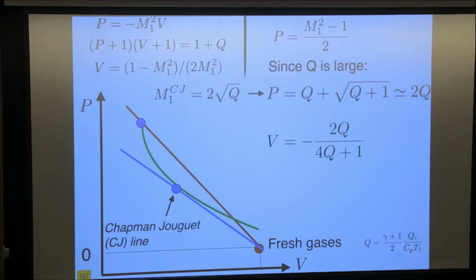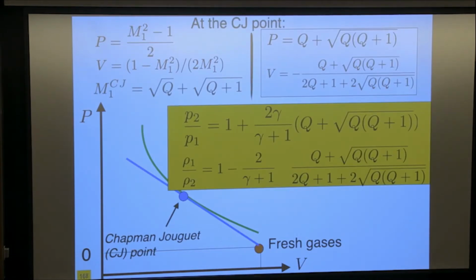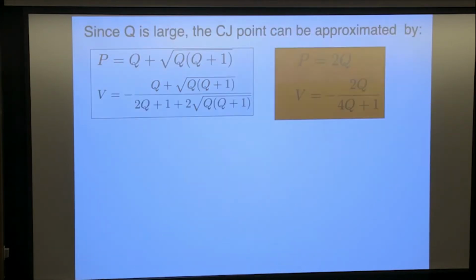Now, once you have it, of course, you can replace it in the others, and you can find the pressure jump and the density jump through the flame front. And you find that P2 over P1 is equal to this expression, and ρ1 over ρ2 is equal to this expression. And again, you see it's amazingly simple, considering the animal that you are trying to capture here.